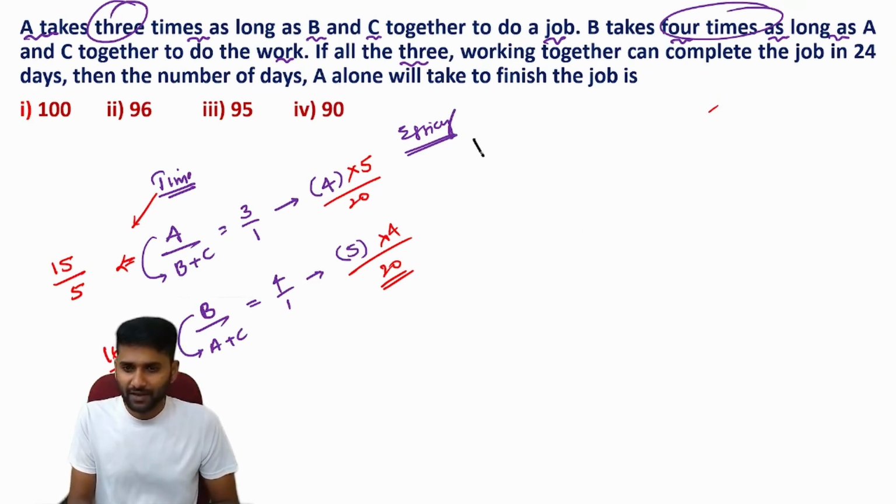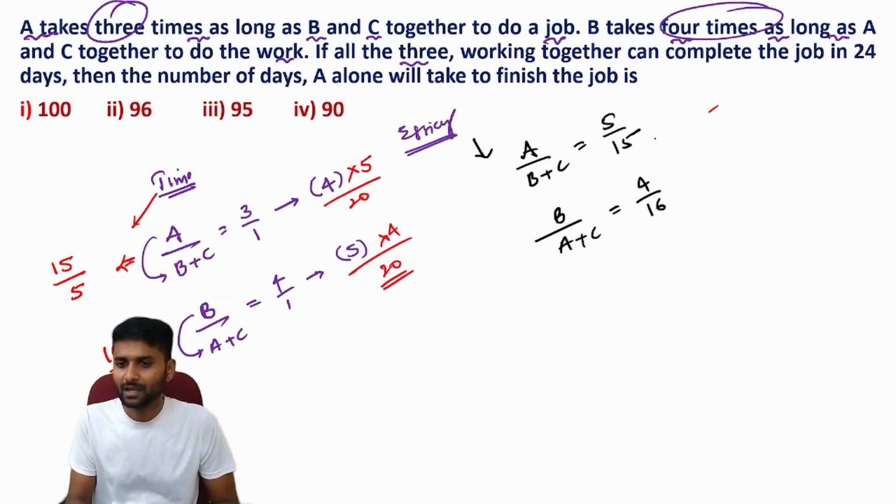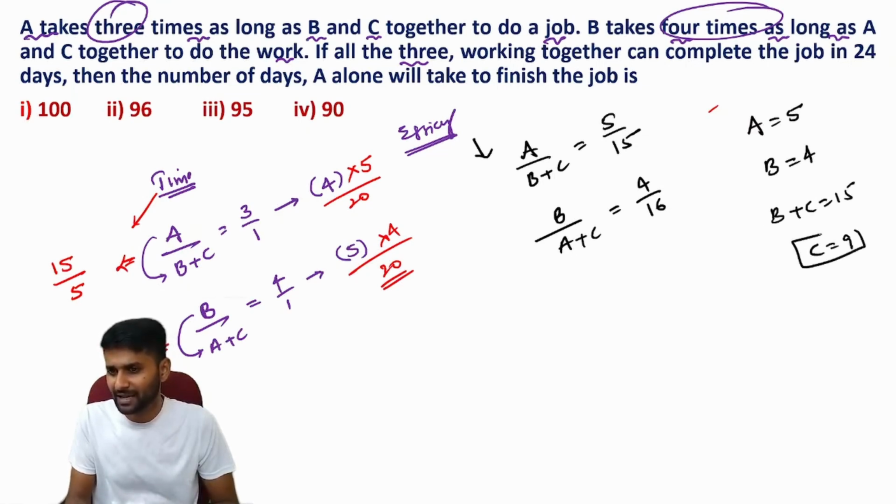Now see, the efficiency of A by B plus C is equal to 5 by 50. In the same way, the efficiency of B by A plus C is equal to 4 by 60. Now here A is equal to 5 units, B is equal to 4 units. Now B plus C is equal to 15 units, so C becomes 9. Let's go through these values to see whether it is right or wrong.